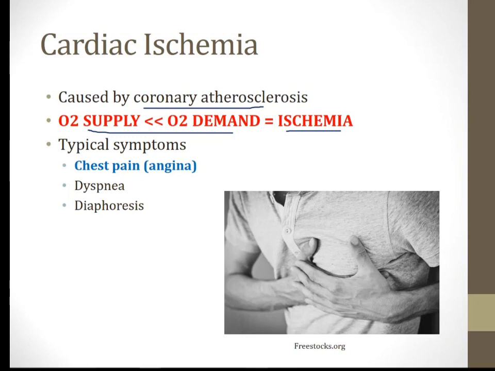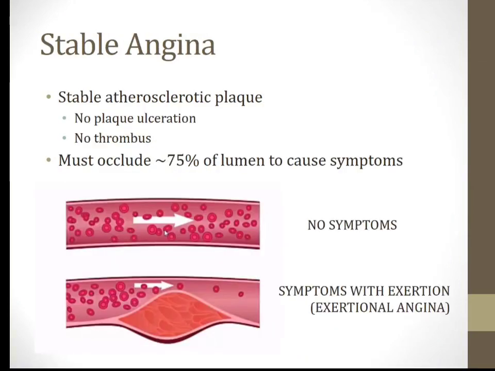And the typical symptoms that occur when patients develop cardiac ischemia are chest pain, which is called angina, dyspnea, diaphoresis, and there are many other symptoms, but these are the common and classic symptoms of cardiac ischemia. There are a number of clinical syndromes that can result from coronary ischemia, and the first one we'll talk about is called stable angina. In stable angina, there is a stable atherosclerotic plaque that is obstructing blood flow in a coronary artery. Important, however, there is no plaque ulceration and no thrombus, and this is in contrast to other ischemic syndromes we'll talk about in a minute.